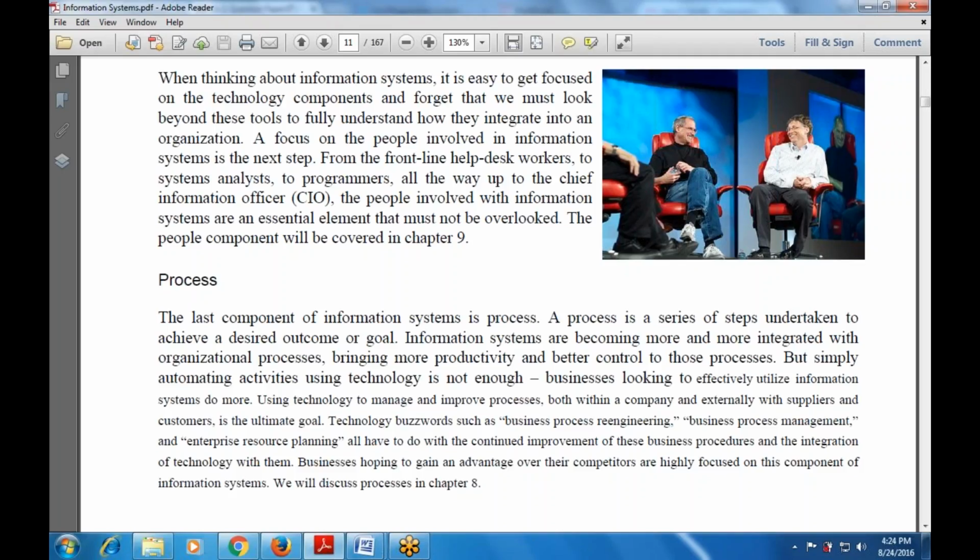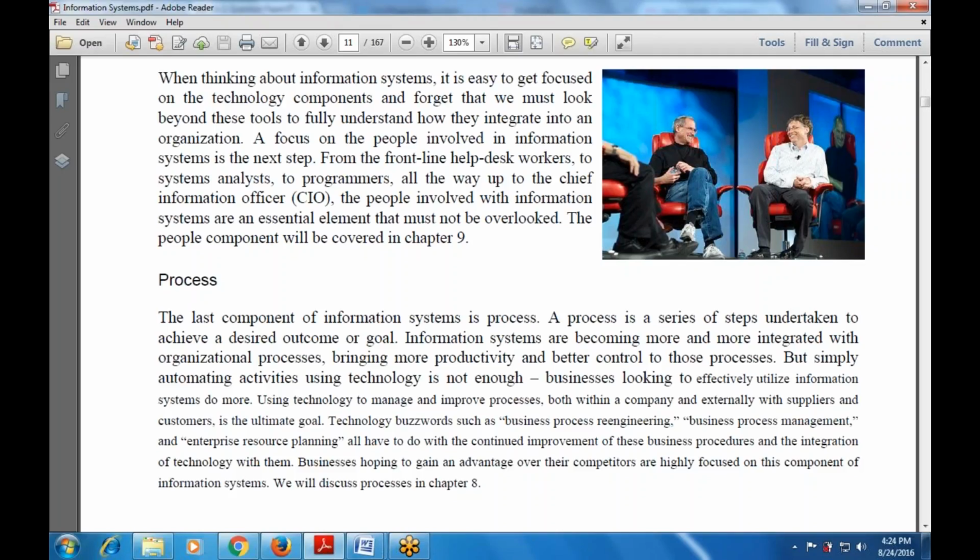Business is also looking for effectiveness with the data, applicable for the suppliers and the customers. That is the ultimate goal. And technology buzzwords such as business process re-engineering, business process management, and enterprise resource planning all have to do with the continuous improvement of these business procedures and the integration of the technology with them. Businesses hoping to gain an advantage over their competitors are highly focused on the competition of the information system.